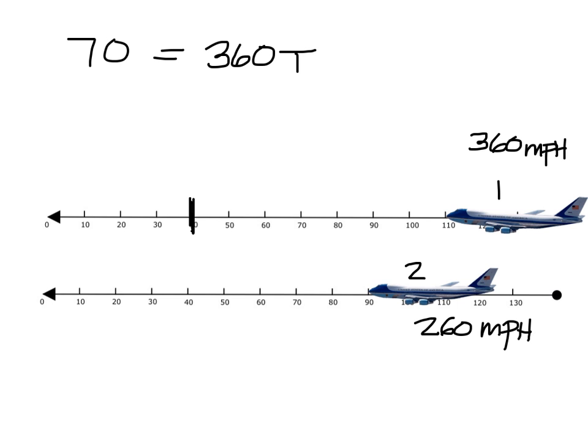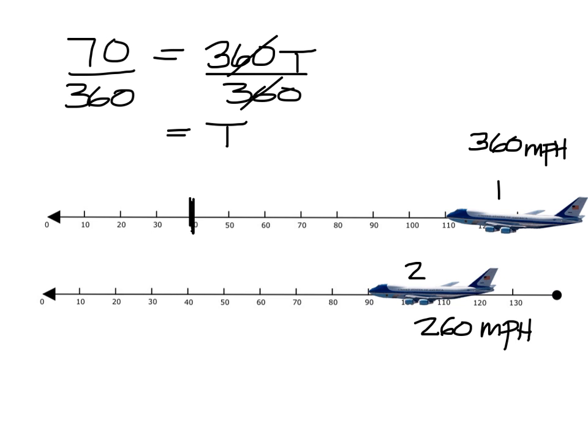We don't know what it is, but we have to solve for it. How do you solve this equation? Divide both sides by 360. Which means these cancel out. And you're left with 70 over 360 equals t. If I do 70 divided by 360, what decimal do I get back? 0.19, and then the 4 is repeating.